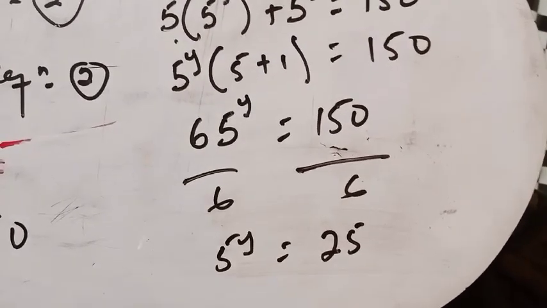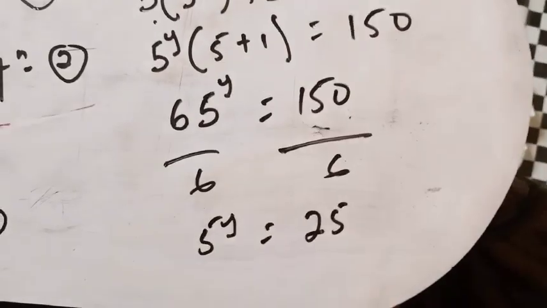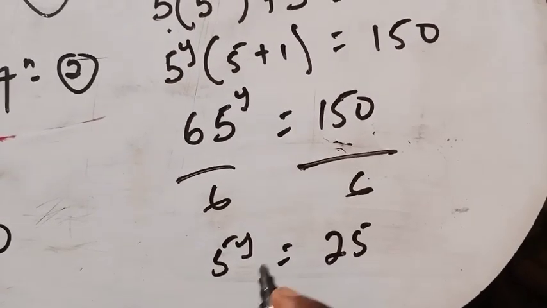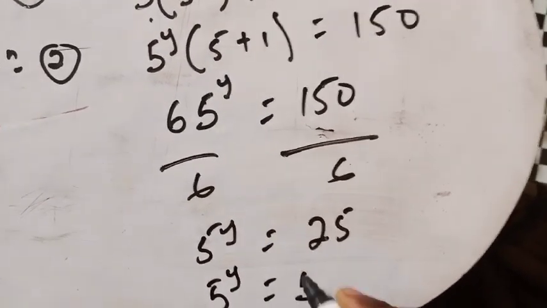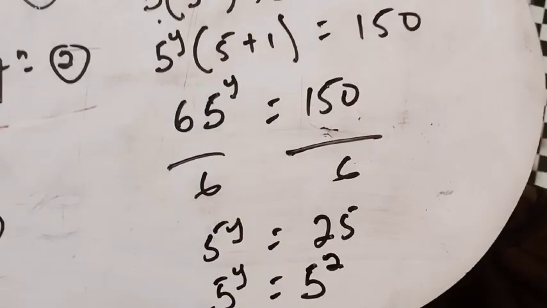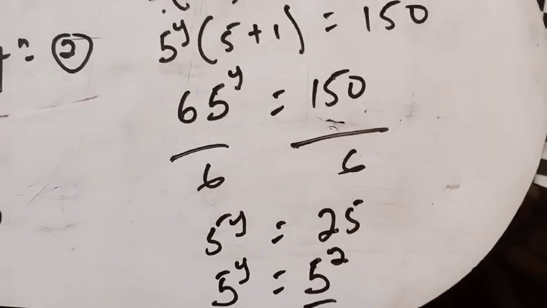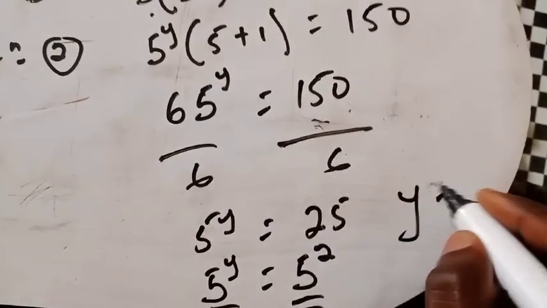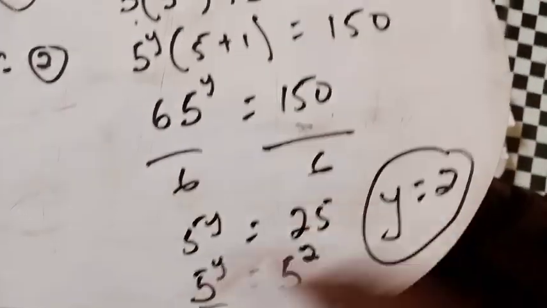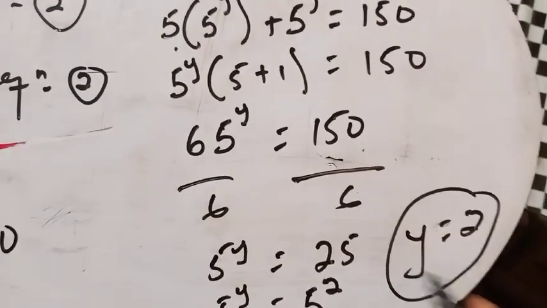Okay, perfect. So at this point, that is where we are going to apply the law of indices. So that is going to be 5 to the y, that is equal to 5 raised to the power 2. If these two bases are the same, you can just equate their exponents. So here we can say that our y is equal to 2. So this is the value of y.